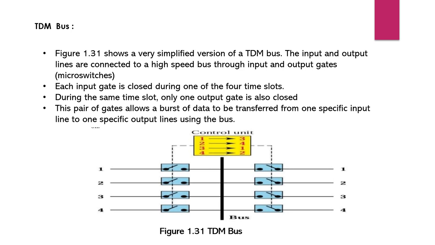In this diagram, one side has four devices and the other side has four devices. Here we are using one common bus. The common bus is connected to both sides of the devices, and we are using one control unit. The control unit connects the devices from one side to another device, as desired: 1 to 3, 2 to 4, 3 to 1, and 4 to 2 likewise.